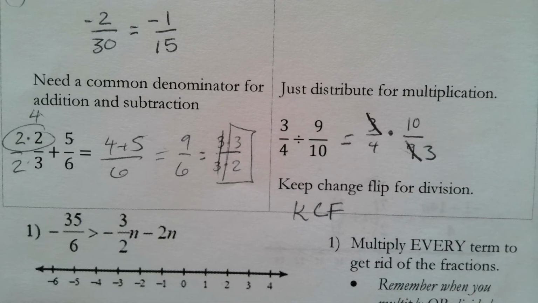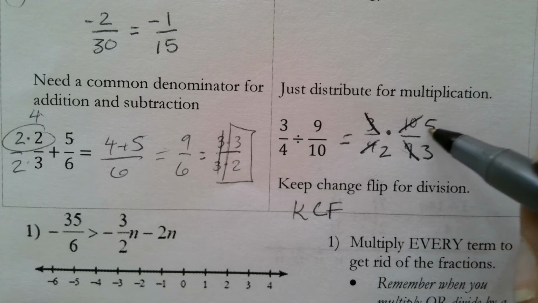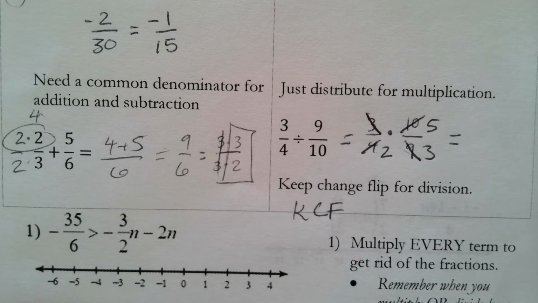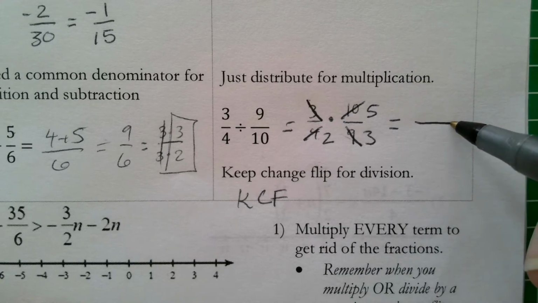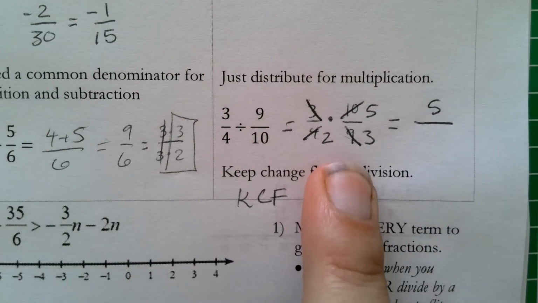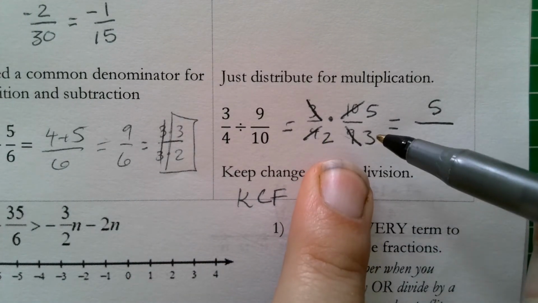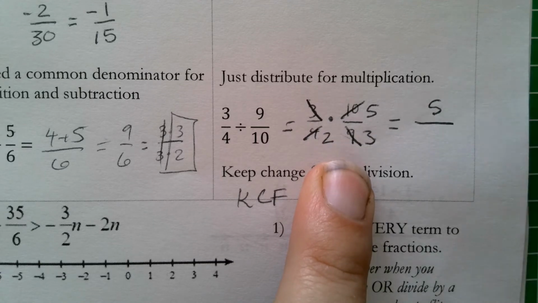Is there anything that they both have in common? I could take a 2 out of this, and if I take a 2 out of 10, I have 5. So what's the numerator going to be? That's the top. What's the top going to be? 5. What's the denominator going to be? 2 times 3 is 6.